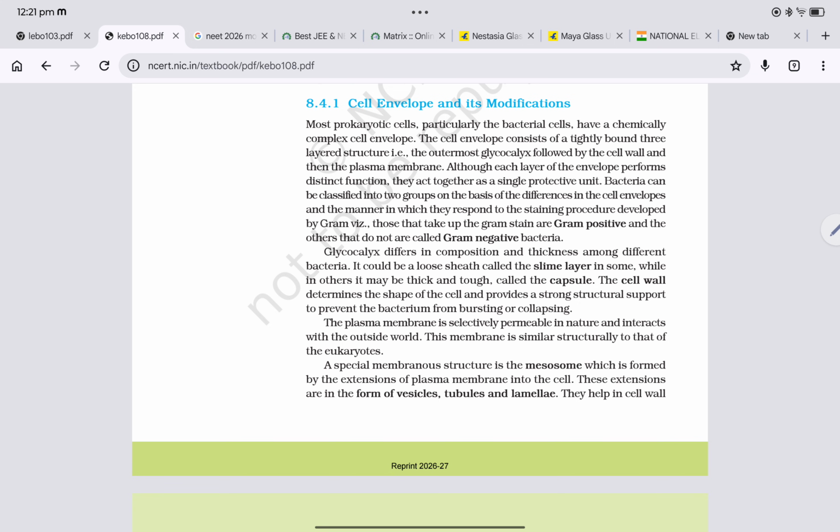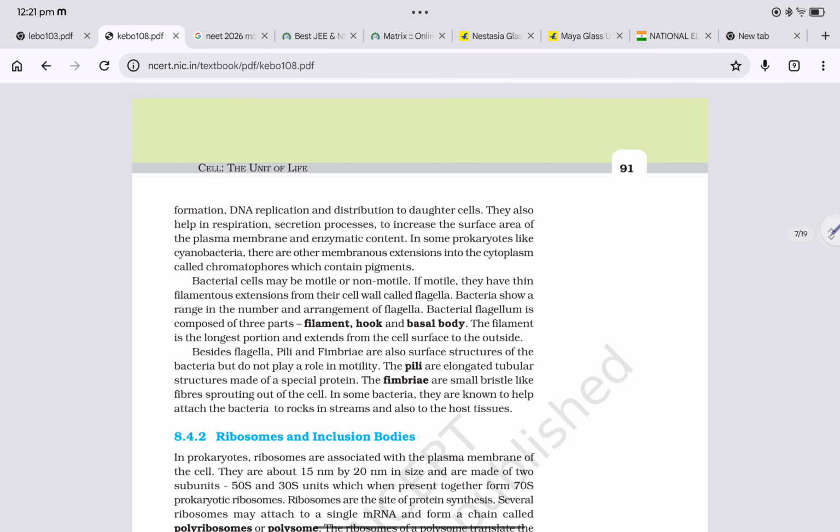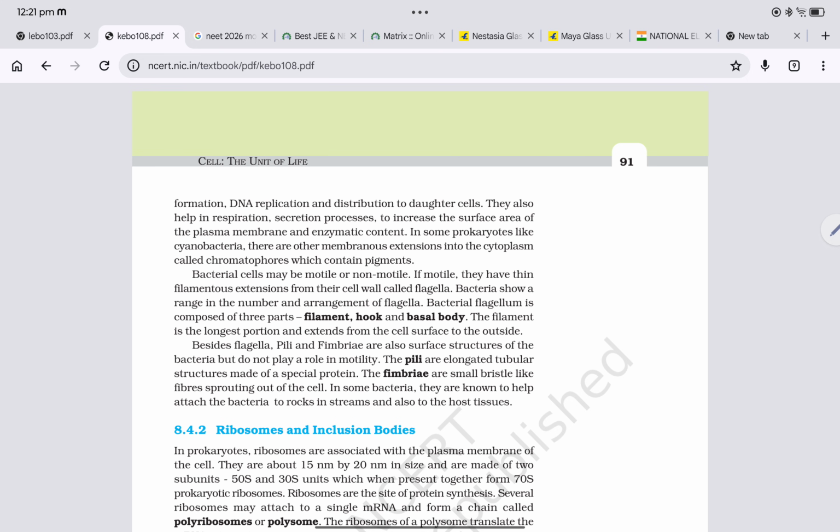The plasma membrane is selectively permeable in nature and interacts with the outside world. This membrane is similar structurally to that of the eukaryotes. A special membranous structure is the mesosome, which is formed by the extensions of the plasma membrane into the cell. These extensions are in the form of vesicles, tubules, and lamellae. They help in cell wall formation, DNA replication, and distribution to daughter cells. They also help in respiration, secretion processes, to increase the surface area of the plasma membrane and enzymatic content. In some prokaryotes like cyanobacteria, there are other membranous extensions into the cytoplasm called chromatophores, which contain pigments.